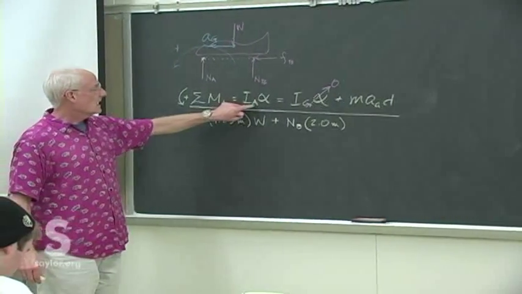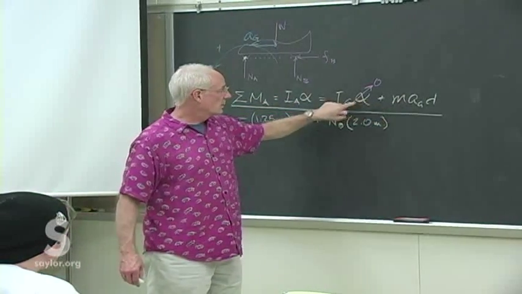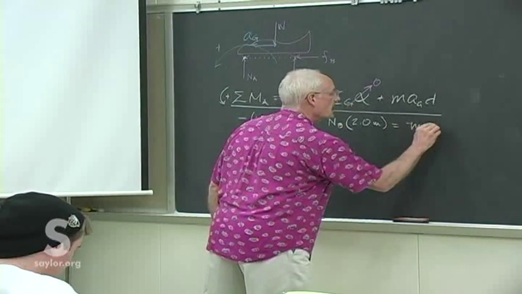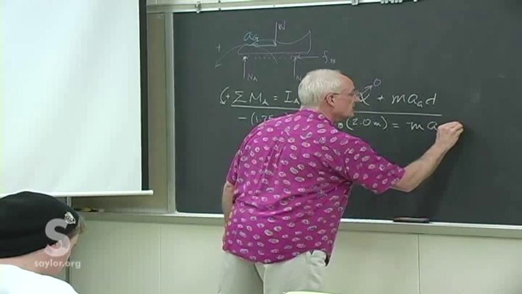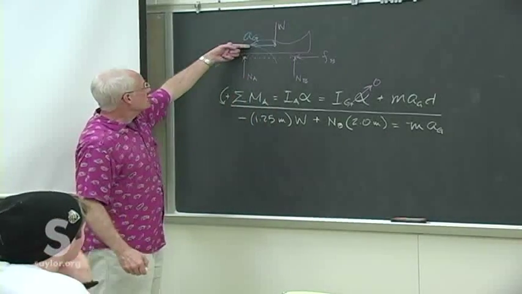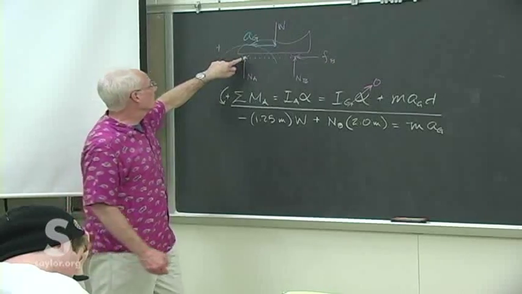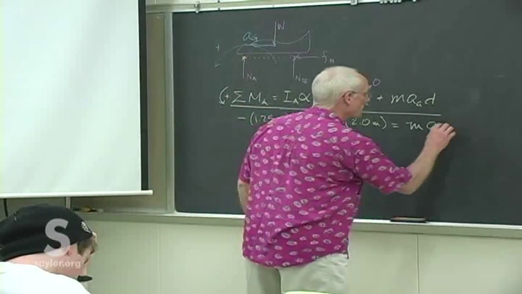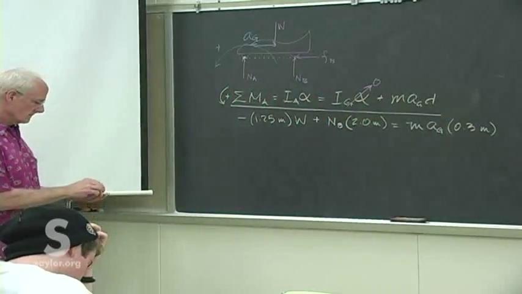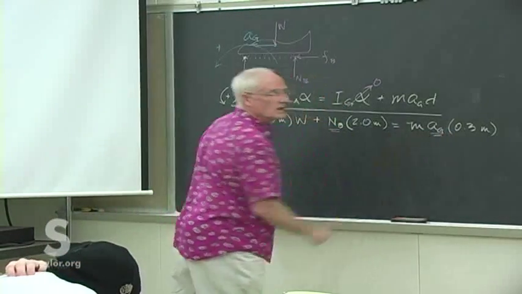And that equals I_A alpha, but we don't have I_A. So we need to go to this form where the moment of inertia doesn't matter. And that equals M, which we've got, a_G, which we're looking for, and d. I'll just go ahead and write it in. d is the distance, the minimum distance between a_G and our point of interest, which is the point three. So, two unknowns.